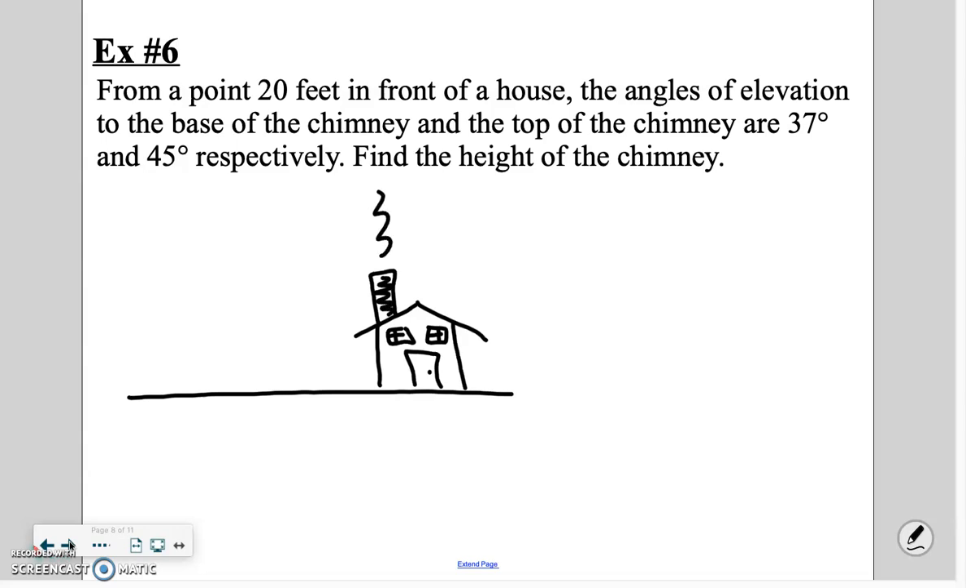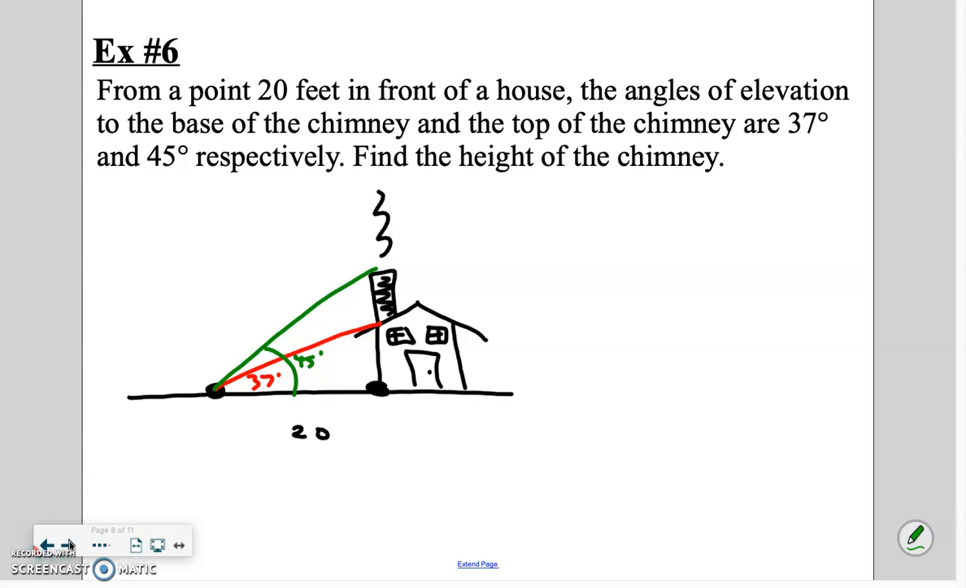It's doing great. All right, so what we're saying is that there is a point that is 20 feet from the base of this house, such that the angle of elevation from this point to the bottom of the chimney is 37 degrees. From the same point to the top of the chimney is 45 degrees. What's the height of the chimney?